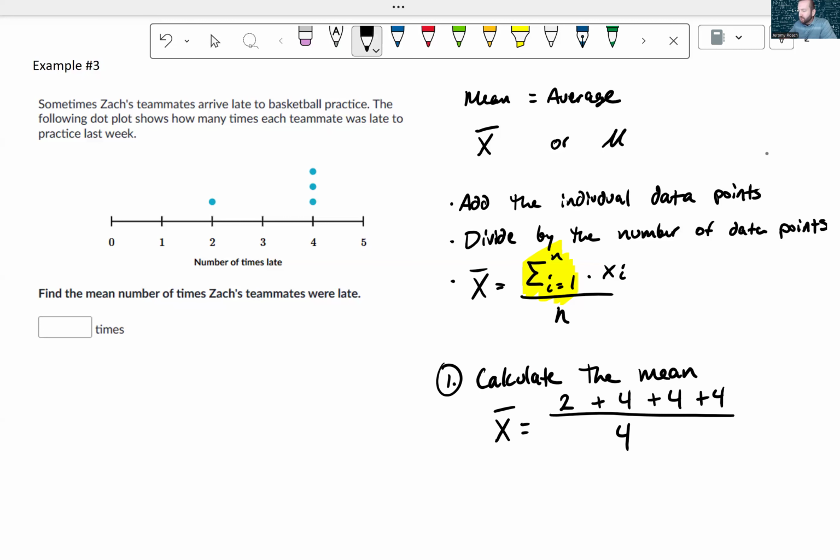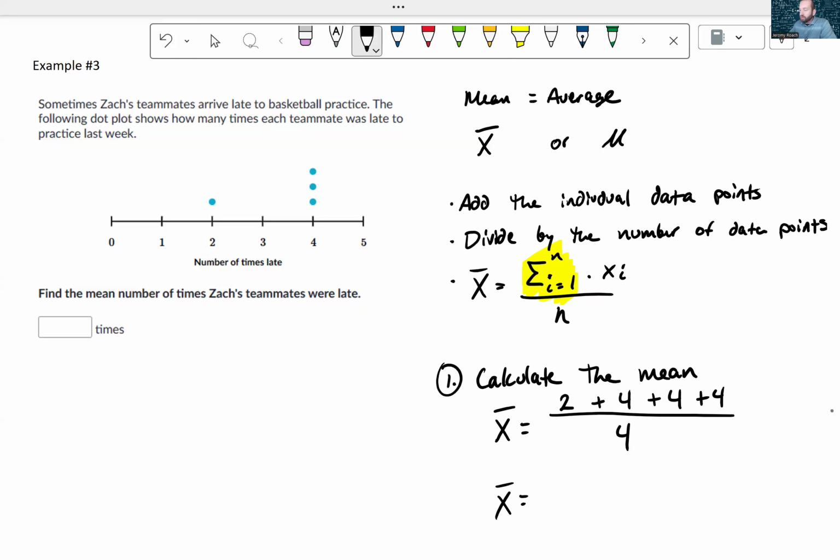So again, this sigma just means the sum of n, which is all of the data points that there are. And then i equals 1 means we're going to start at the first data point. So that's a little more accurate way of reading what that is. And then x sub i, we just call it xi sometimes. That's just each individual data value. Okay, so we're just adding together all of them and dividing by the number of pieces that there are.